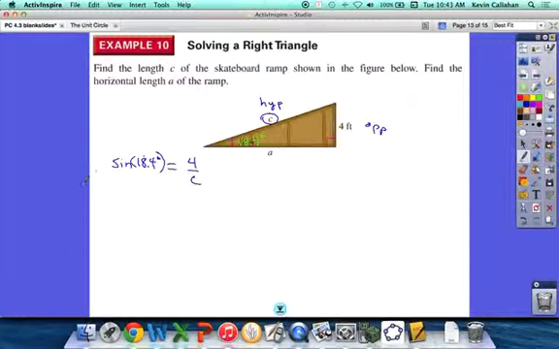Solve for C. How are you going to solve for C? Pierce? Multiply by? Yeah, you have to multiply by C up here. That'll make it look like C times the sine of 18.4 equals 4. And then you divide by the sine of 18.4, which makes C equals 4 over the sine of 18.4.